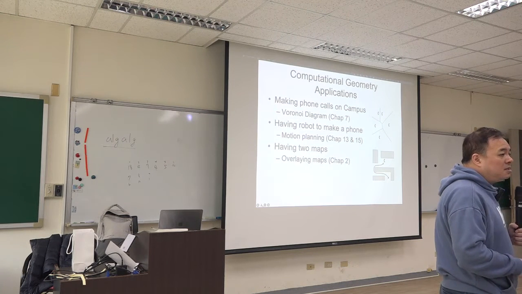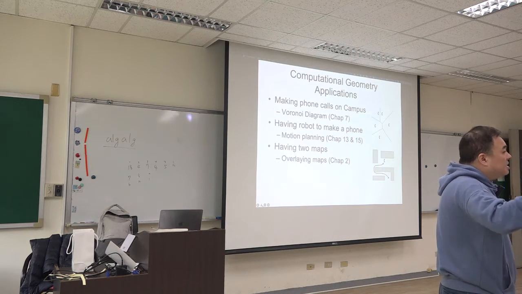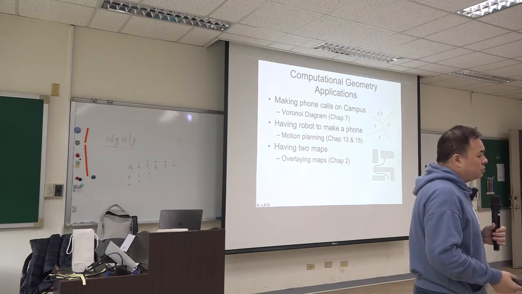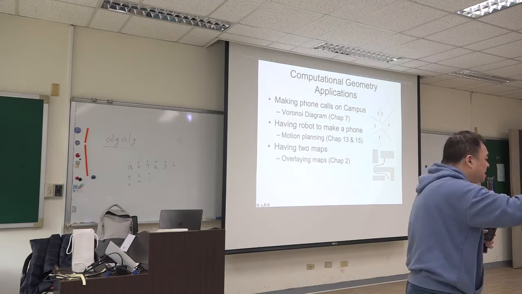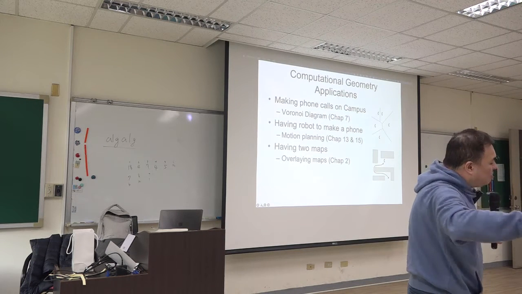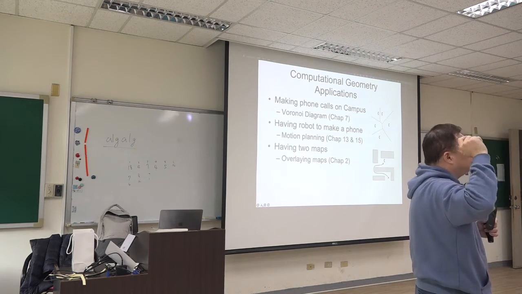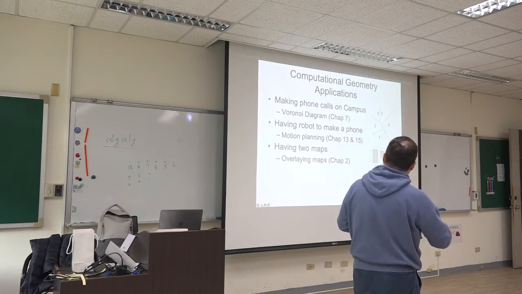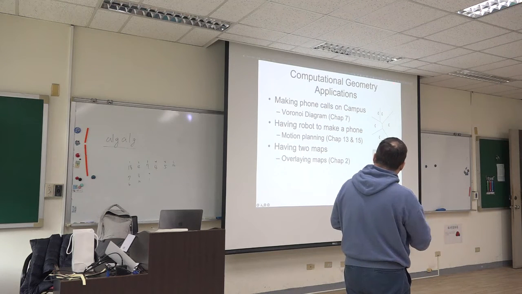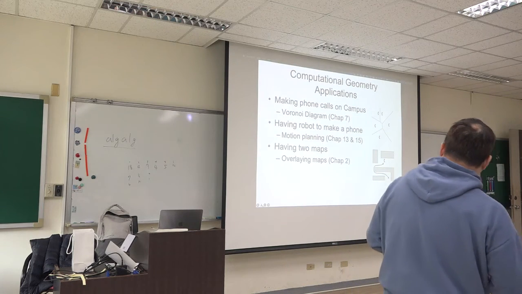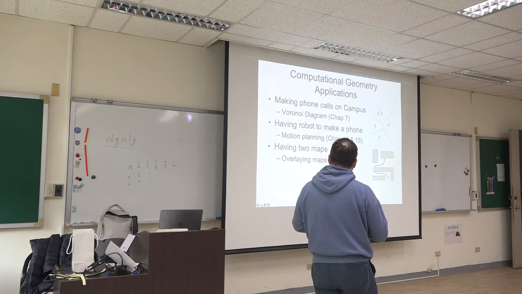But how do you divide this area? Conceptually, we want to do this division, right? It looks natural that the two-dimensional space should be divided into several regions, one region for one phone booth, such that anybody in that particular region just goes to that phone booth, because that phone booth is supposed to be the closest one. But how do you divide this? This problem is called the Voronoi diagram. It's one of the most important problems in computational geometry. We'll cover that in chapter 7.